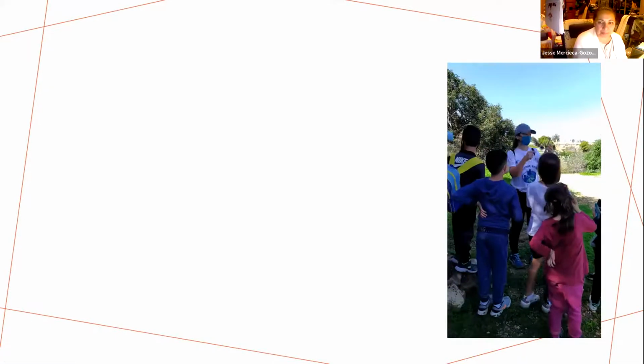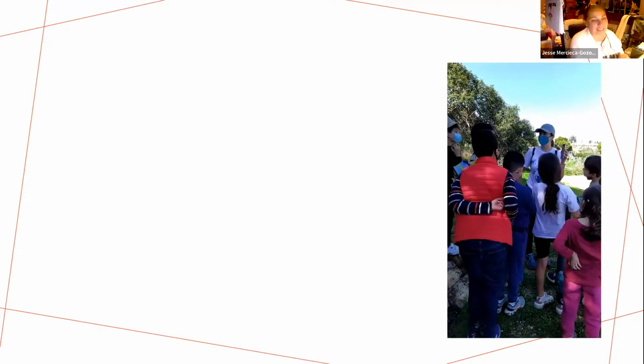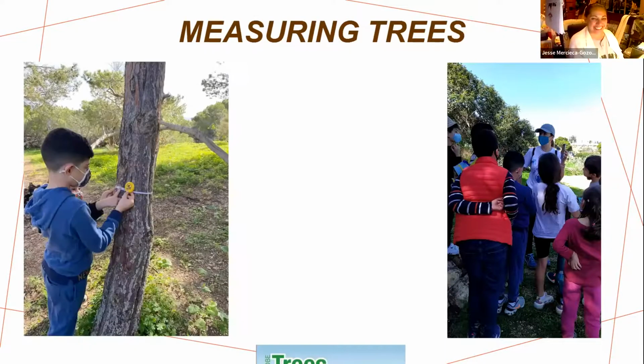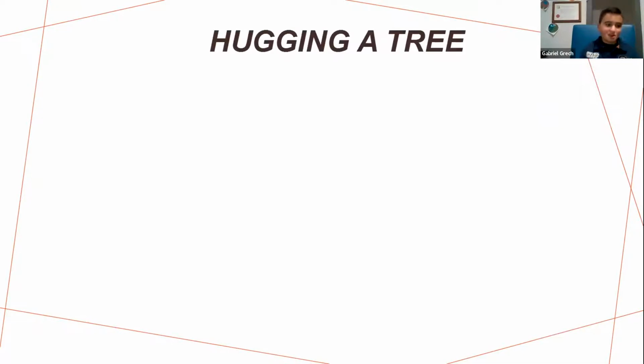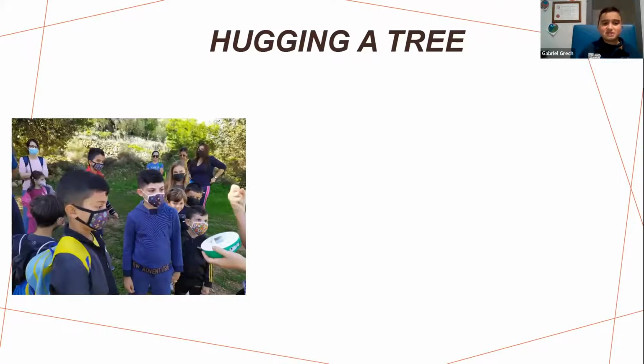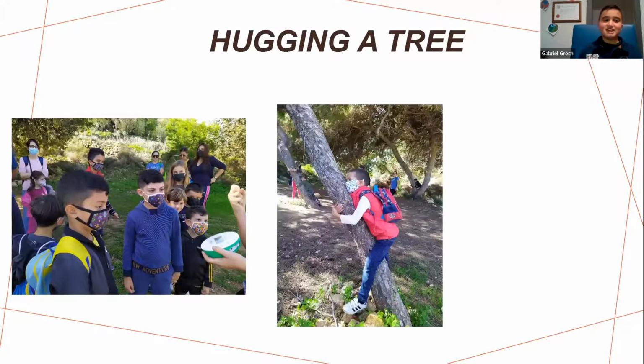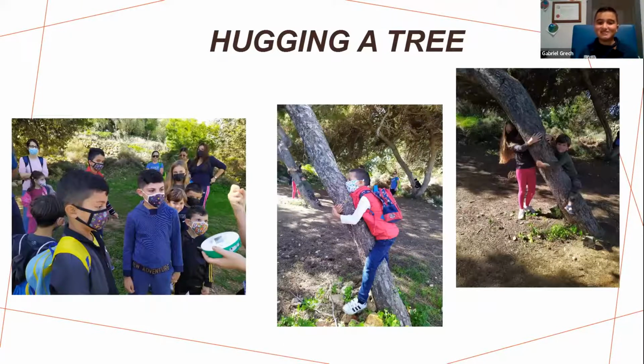It says that the tree is 12.81 meters. That's our GLOBE representative, Miss Ramona Marchia. While measuring trees, we thought that our trees needed a hug. Here is my brother, Raphael, in the middle picture.